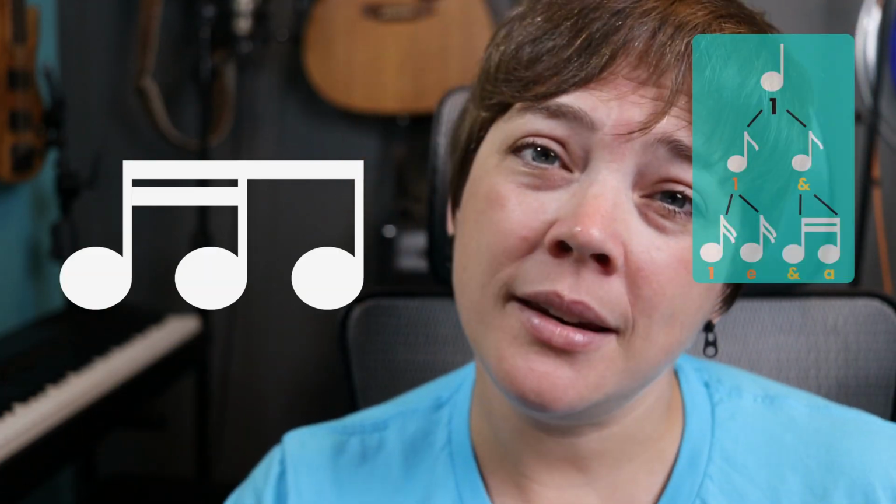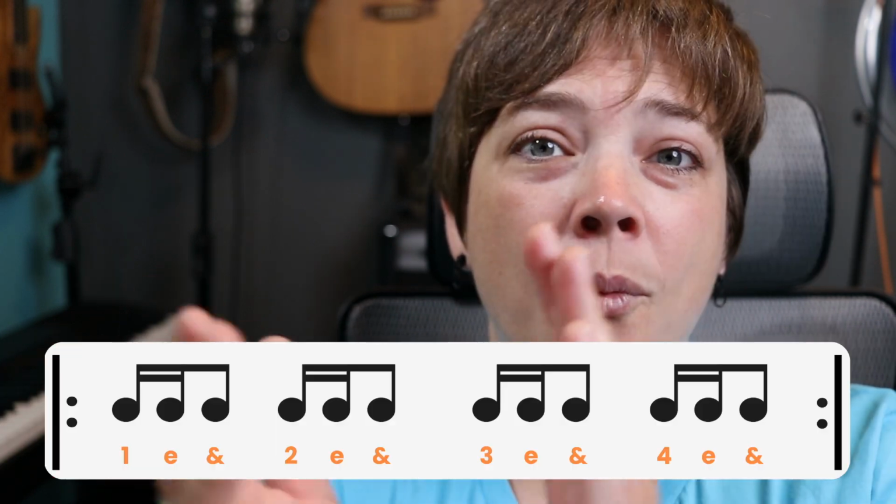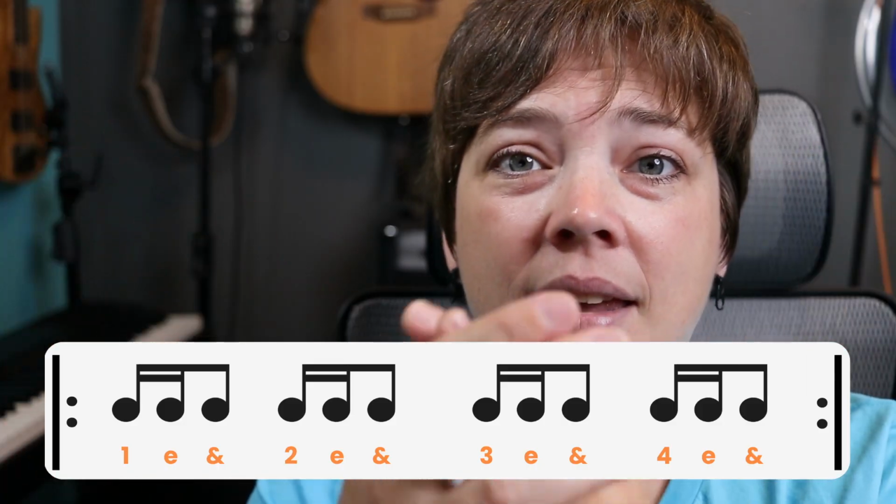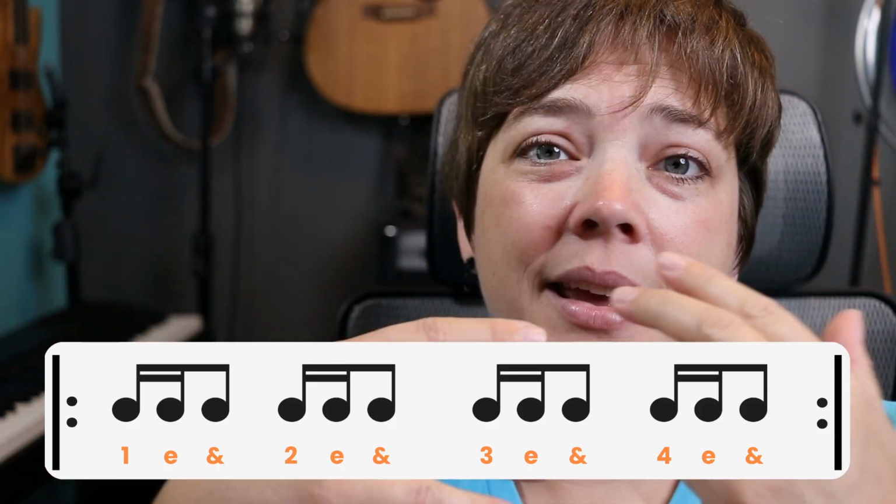Let's look at another one. This one is the exact opposite. We're splitting the 1, but we're not splitting the and. So we have 1 E and then the and lasts through the and. So it's going to sound like this. 1 E and 2 E and 3 E and 4 E and.